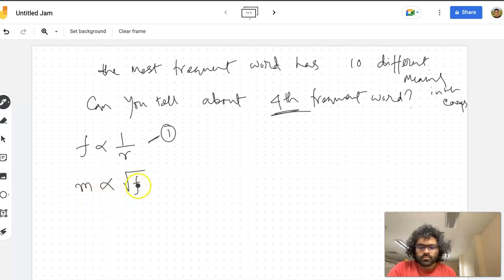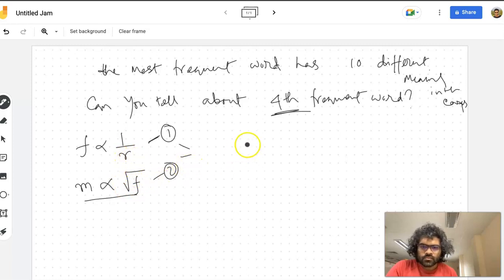okay, so what this formula is saying is that if your word has more and more frequency, it is likely to have more and more meanings. Okay, and it is related to the square root of frequency, and we can then merge these two formulas. So how will we merge these two formulas now?